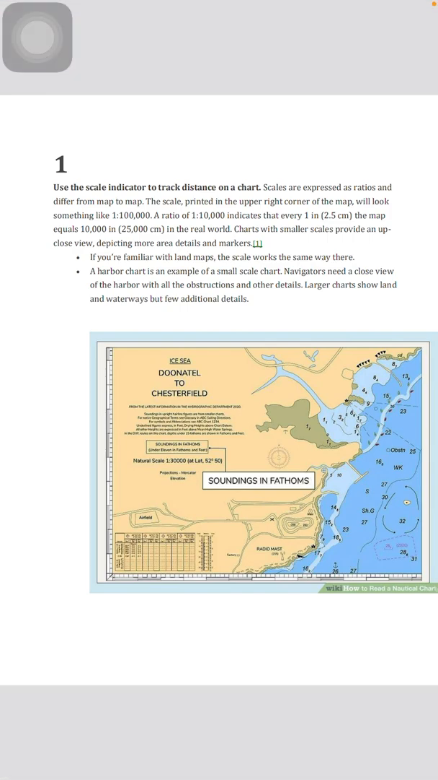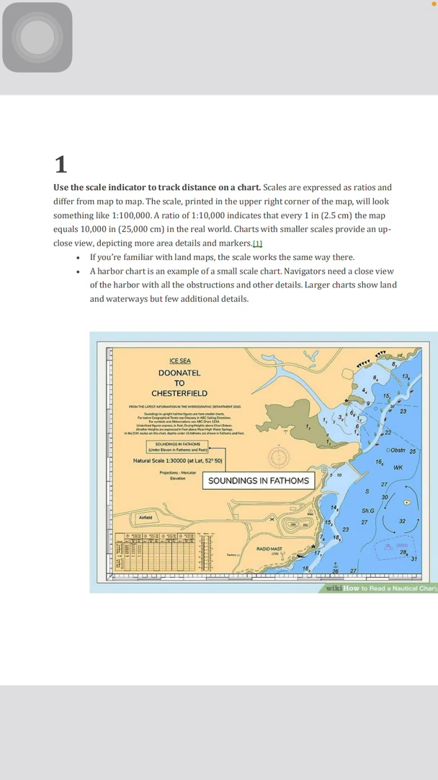Use the scale indicator to track distance on a chart. Scales are expressed as ratios and differ from map to map. The scale printed in the upper right corner of the map will look something like 1 to 100,000. A ratio of 1 to 10,000 indicates that every 1 inch, or 2.5 centimeters, on the map equals 10,000 inches, or 25,000 centimeters, in the real world.